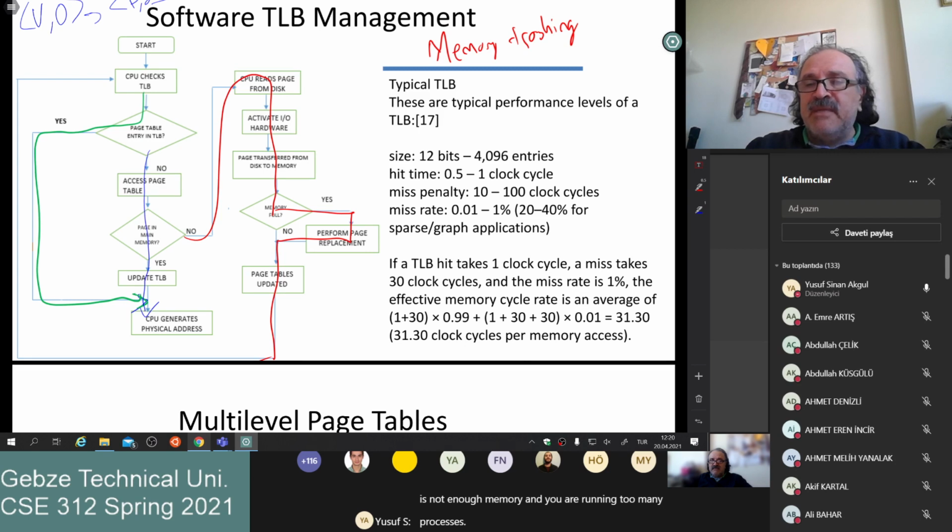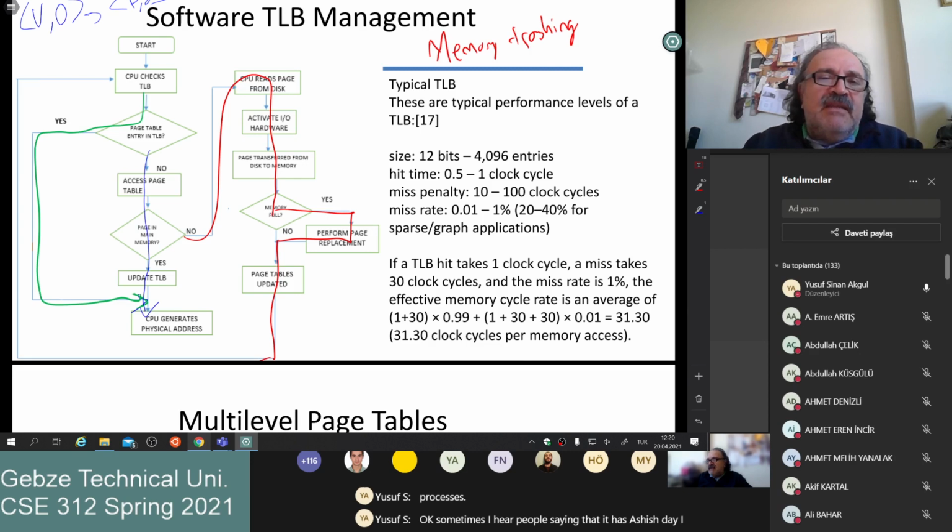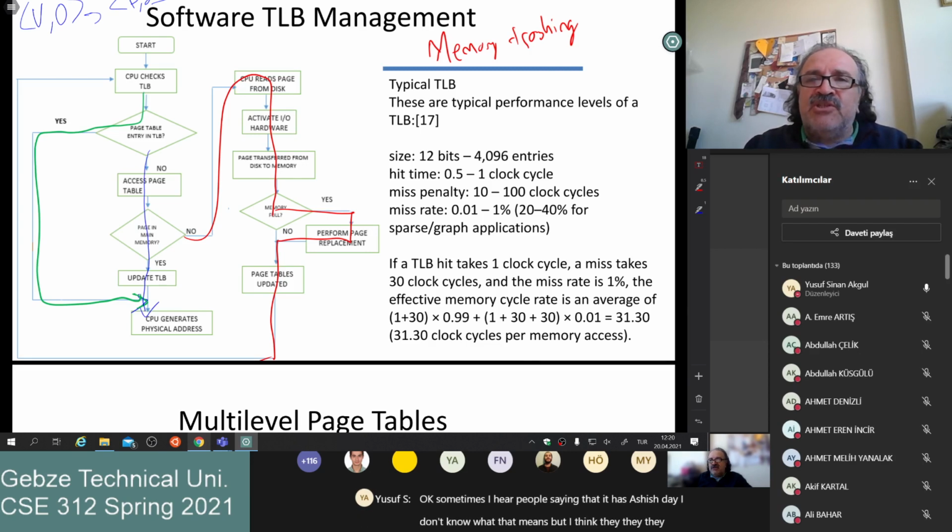Sometimes I hear people saying "hafıza şişti", meaning memory bloated, or "bilgisayar kasıldı", meaning the computer froze. I don't know exactly what that means, but I think they refer to this thrashing. People have invented these terms, but they are using them loosely. Most of the time, if your system is slow to respond, you are thrashing.